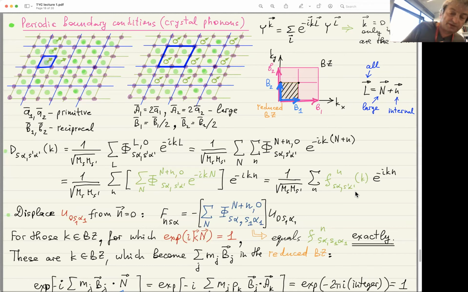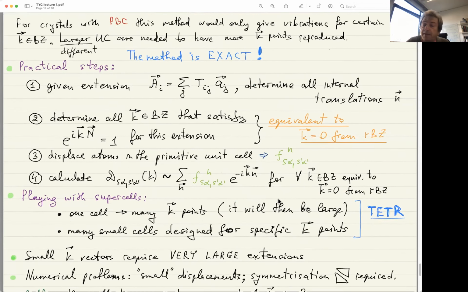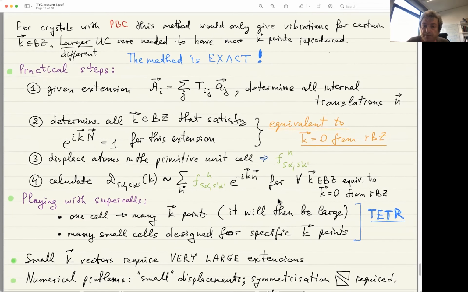So for those k vectors which satisfy this condition, we can determine this full F matrix, and by summing this up over all internal translations, we can determine the dynamical matrix. So not for all k vectors, but only for those k vectors which, from the point of view of a reduced Brillouin zone, are equivalent to the 0 vector, we can determine the dynamical matrix using this method. Okay. So this method is exact. There are no approximations whatsoever.